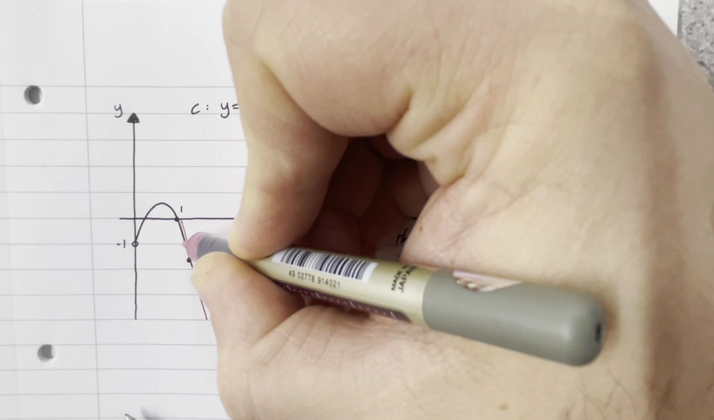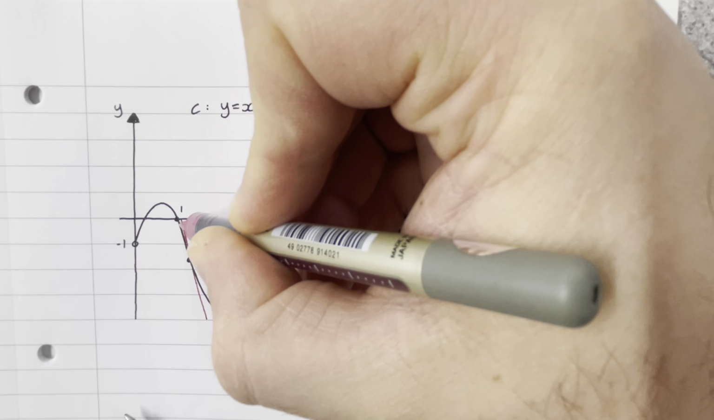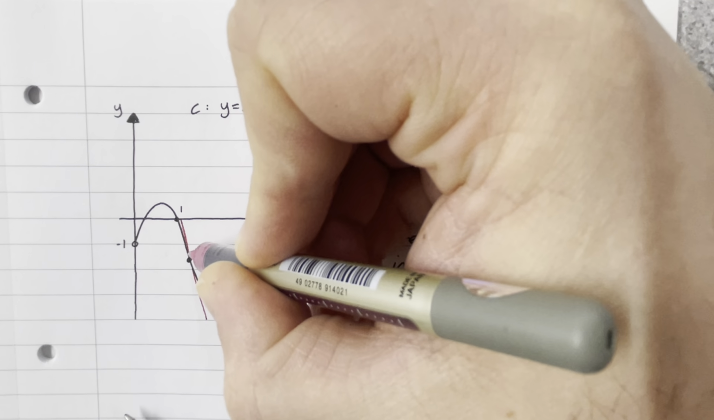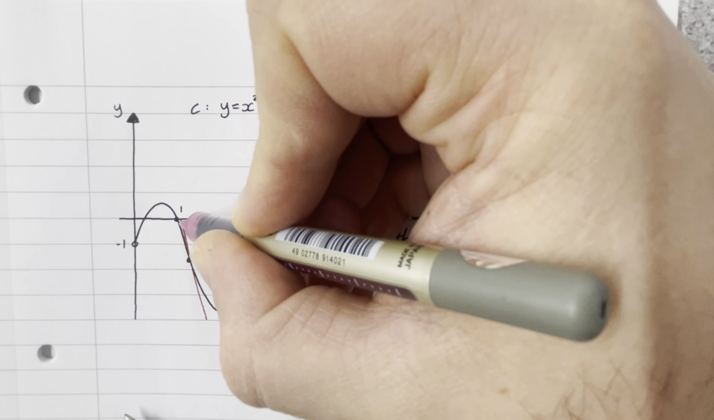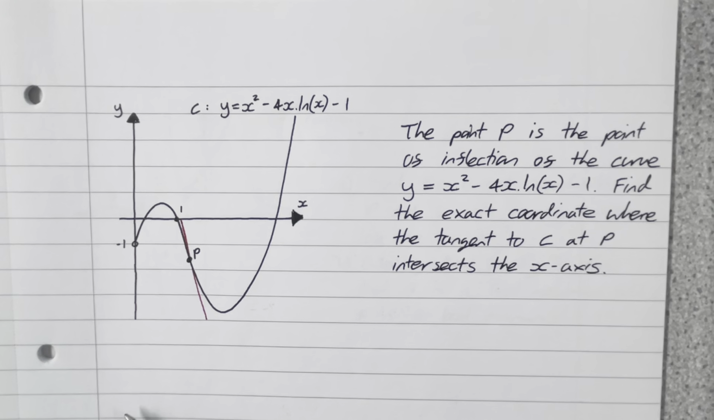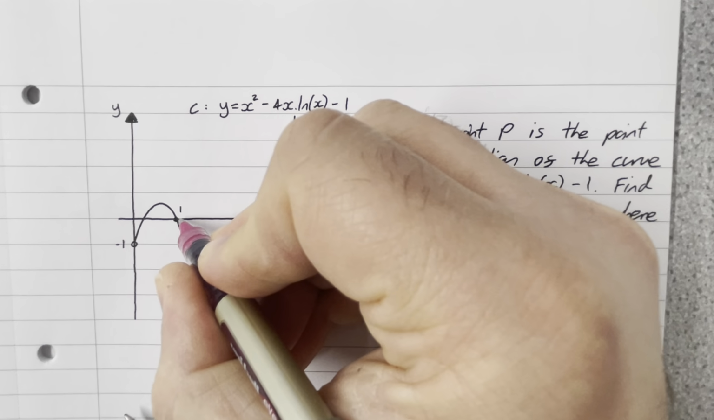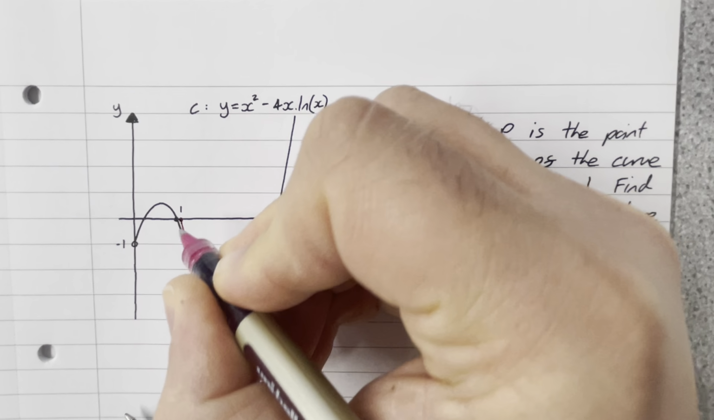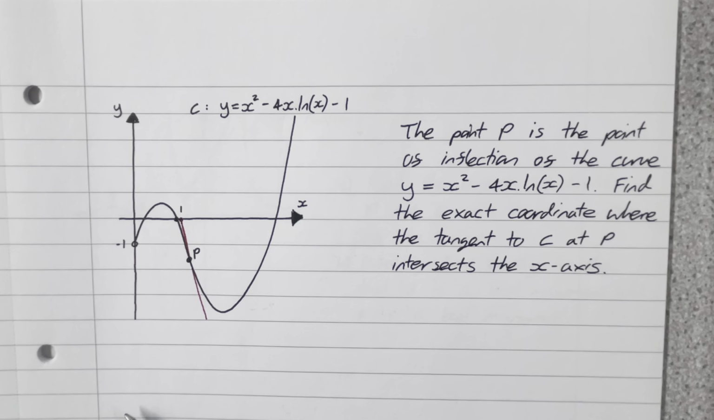An interesting point is that a tangent at a point of inflection will actually appear to cross the curve rather than touch it. But that's just the nature of a point of inflection. So we're asked to find this point here where the tangent crosses the x-axis. The exact coordinate where the tangent crosses the x-axis, and we can see from the little sketch there that it should be slightly bigger than the number 1.